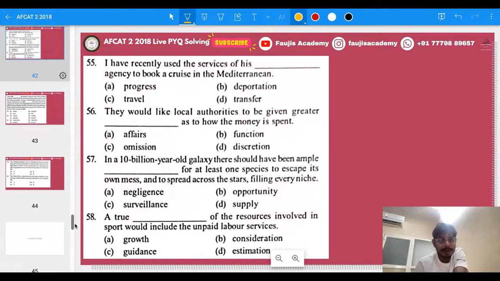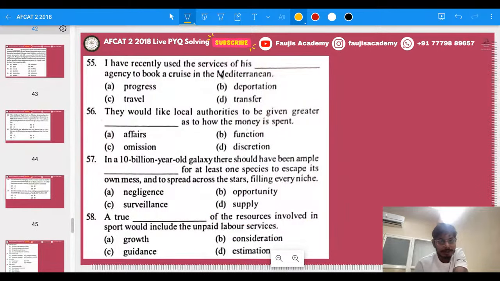I have recently used the services of this dash agency, transfer agency, deportation. Deportation means sending a person to another country, sending them back to their own country. Is it a deportation agency, progress agency, or travel agency? The answer to 55 will be C, travel agency.